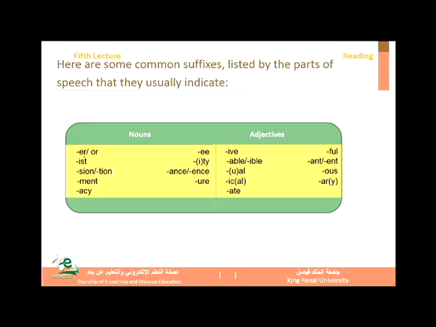So for example here we have er. For example, when we say lecture and we say lecturer. Also, for example, visit, we say visitor. Also, for example, est: when we say journal, we say journalist. Okay? So it is a noun. So here, tion or sion. We say, for example, explode and we say explosion.